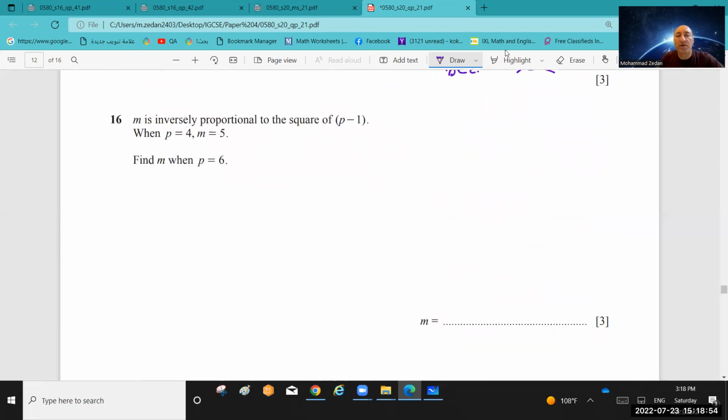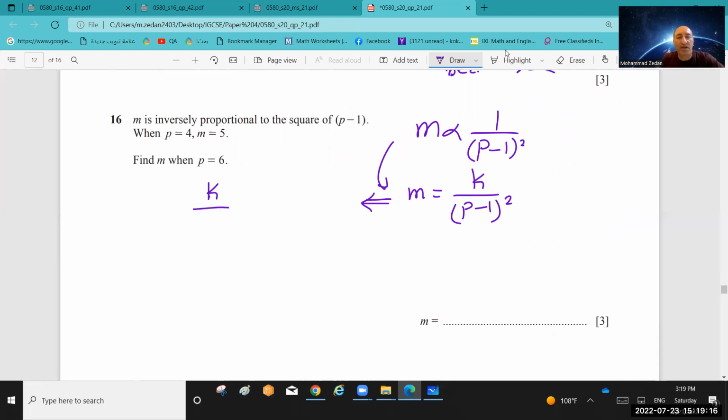M is inversely proportional, or M is directly proportional, to 1 over the square of P minus 1, so it's (P minus 1) squared. To convert this to an equation, m equals k, a constant, over (p minus 1) all squared. Now substitute: m is 5 and p is 4. So 5 equals k over (4 minus 1) squared, so k over 3 squared, which is 9, is equal to 5.